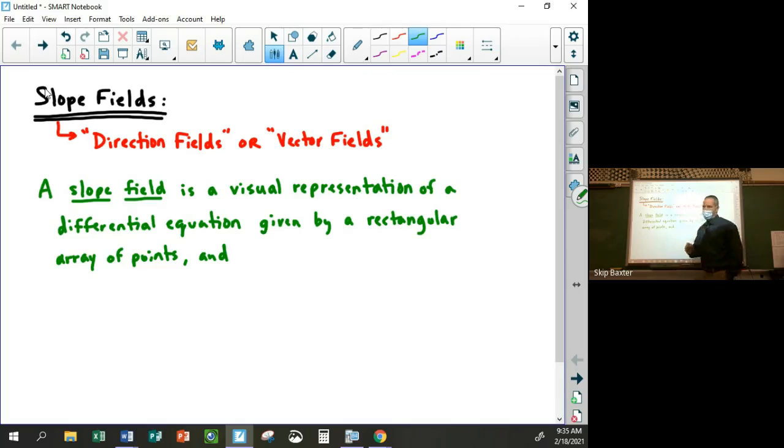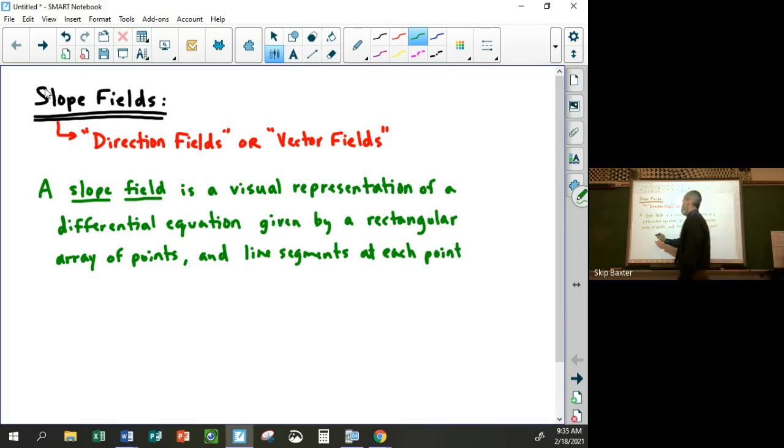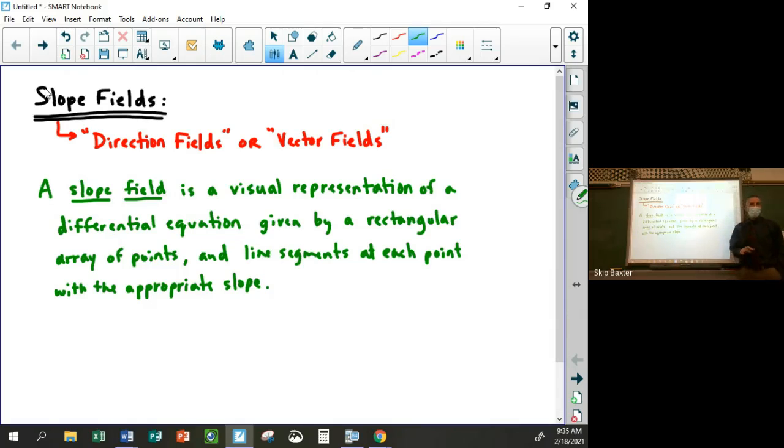And little line segments at each point with the appropriate slope at that point, okay? That sounds weird and confusing, but it's actually really, really easy. In my opinion, it's the easiest thing in AP Calculus.